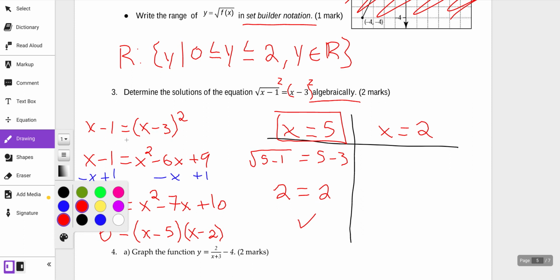If I try x equals 2, I get the square root of 2 minus 1 equals 2 minus 3. 2 minus 1 is 1. The square root of 1 is 1. 2 minus 3 is negative 1. That does not work. So I cross out that answer of x equals 2.